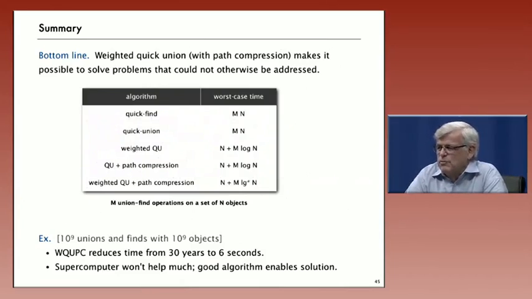And what's most important to recognize about this is that it's the algorithm design that enables the solution of the problem. A faster computer wouldn't help much. You could spend millions on a supercomputer and maybe you could get it done in 6 years instead of 30, or in 2 months. But with a fast algorithm, you can do it in seconds on your own PC.